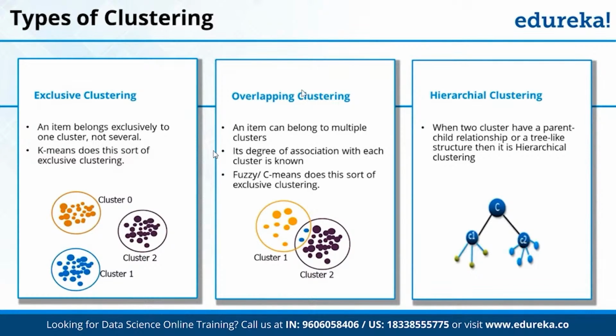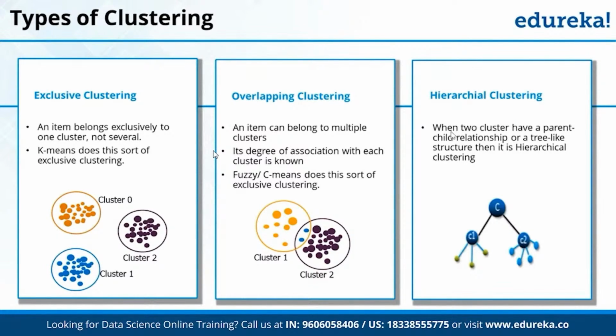Then we have overlapping clustering as well, which is C-means and fuzzy clustering. There are chances that there will be overlap of my customers or anything in two clusters. You see these blue dots. These are customers which are in both the clusters. So an item can belong to multiple clusters. Its degree of association with each cluster is known. Fuzzy C-means does this sort of overlapping clustering.